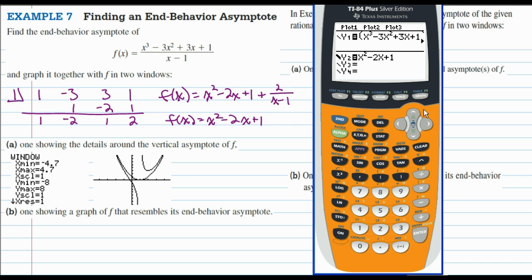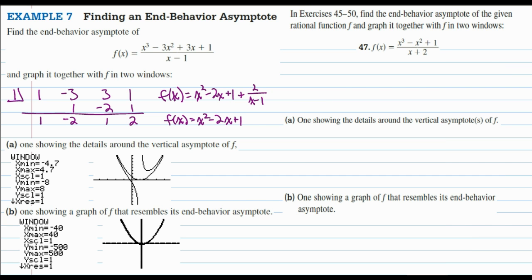But you can see that in y1, I still have the original function, which is cubic divided by x minus 1, and the end behavior asymptote is x squared minus 2x plus 1. The whole reason is an end behavior asymptote will act towards the ends like the original function.